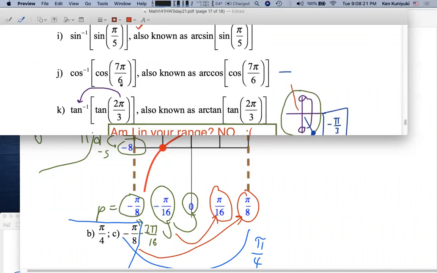Okay, now here, 7 pi/6 asks inverse cosine, am I in your range? The answer is no. But here's the thing. This is real. It is defined, but the answer is not 7 pi/6. Because cosine of 7 pi/6, that's cool, right? We don't have a domain problem here. The problem is that it's a range issue, the fact that 7 pi/6 isn't in the range. This does give you a real value, like an angle, but it's not going to be 7 pi/6. It's going to be some other angle.